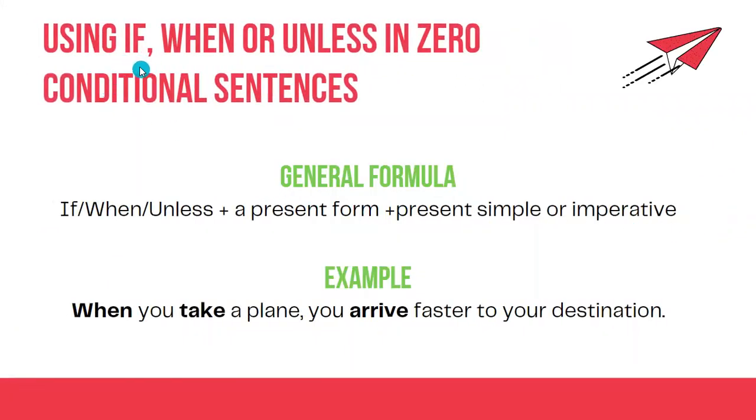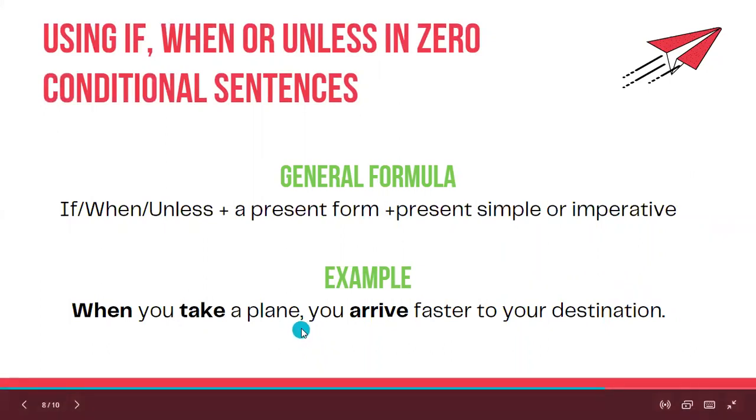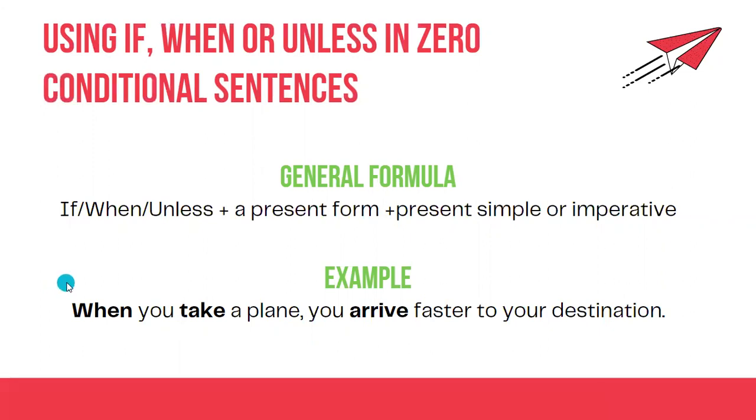As I mentioned before, we can use if, when, or unless as keywords to generate zero conditional sentences. And here we have the general formula. If, when, or unless, plus the present simple, plus present simple or imperative. Example, when you take a plane, you arrive faster at your destination. Observe here that we use a comma to separate the consequence and the condition.